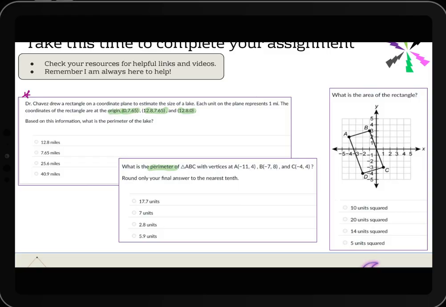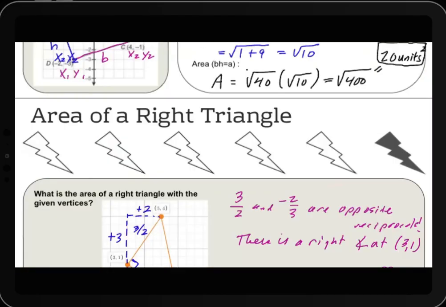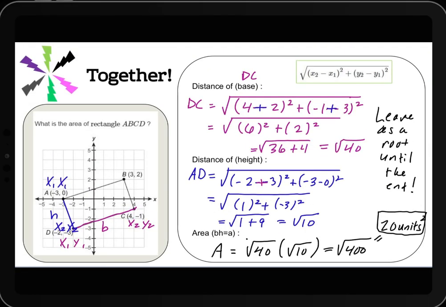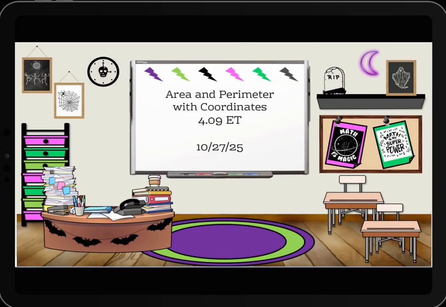And then there, of course, is the area of a rectangle problem. There are problems that we've done that are very similar to that, such as this example right here, as a little tip for you. All right, that's going to be lesson 4.09 for area and perimeter with coordinates.